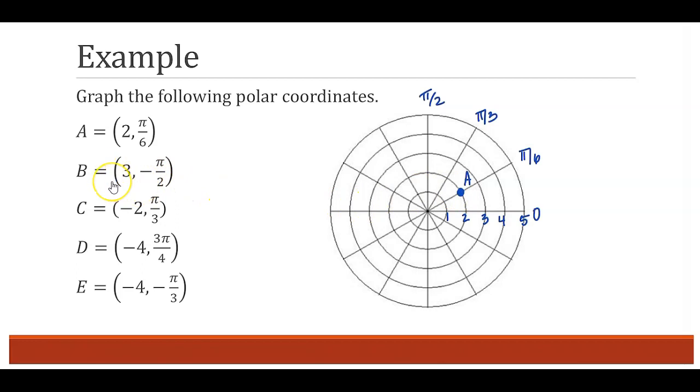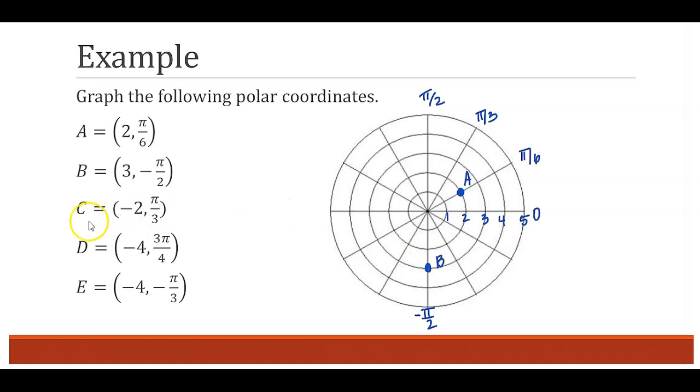Now let's try to graph B. Here I have (3, negative pi over 2). So negative pi over 2 is the angle, and a negative angle means that I go in a clockwise direction. So negative pi over 2 is down here. And then I look at the directed distance. Since the directed distance is positive, I'm going to go from the pole 3 units towards negative pi over 2. So that's going to bring me down here, and I'll label this point B.